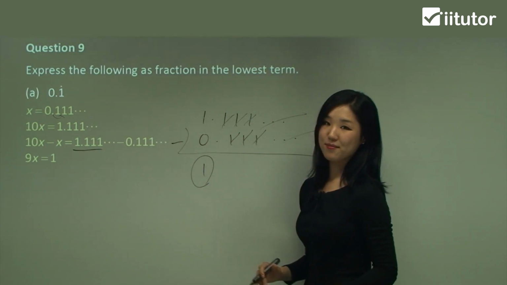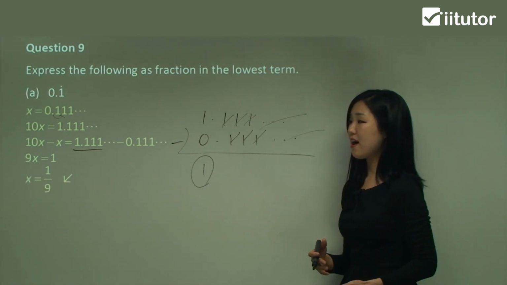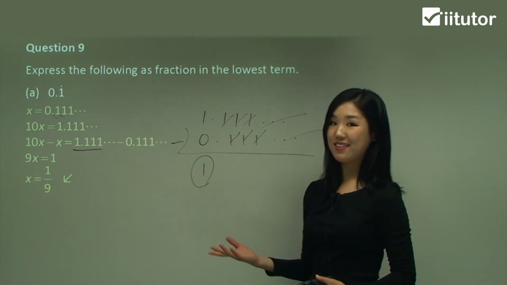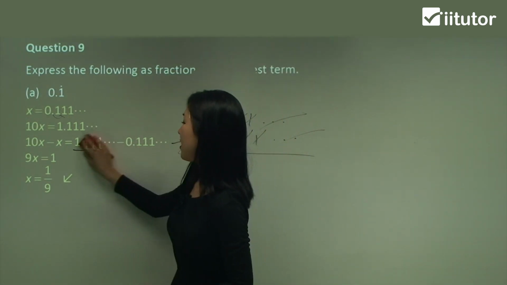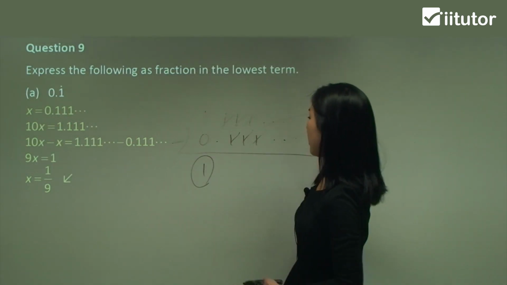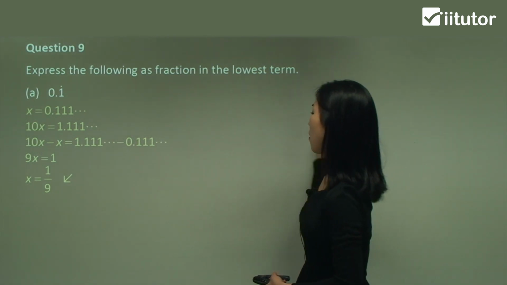So what's x? Simply divide both sides by 9 and we get 1 over 9. That is x in its lowest term. Okay, so we can't simplify any further. And that's it. So 0.1 recurring as a fraction is 1/9.